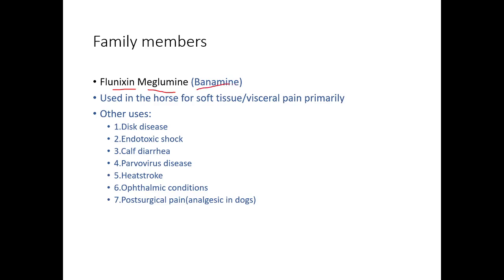Another example would be flunixin meglumine. This is known as Banamine. We use this for horses for soft tissue or visceral pain, so for colic, right? Other uses, we can use it for disc disease. It is something that binds toxins as well, so we use it for endotoxic shock, calf diarrhea, parvovirus, so we can use it for puppies with parvovirus, and heat stroke when we get toxins. Also ophthalmic conditions, and post-surgical pain as an analgesic in dogs.